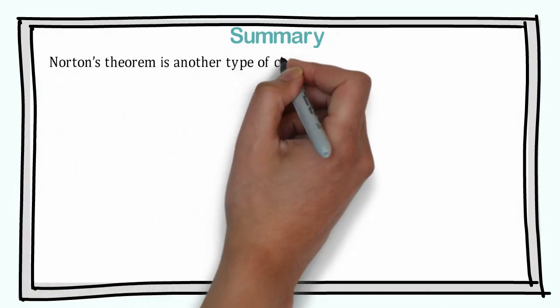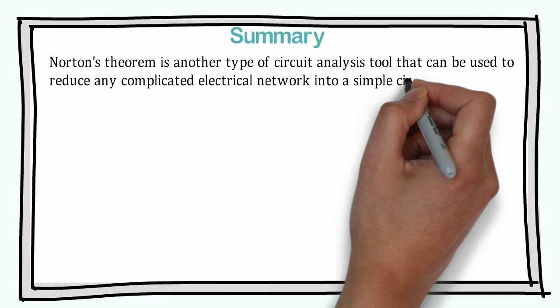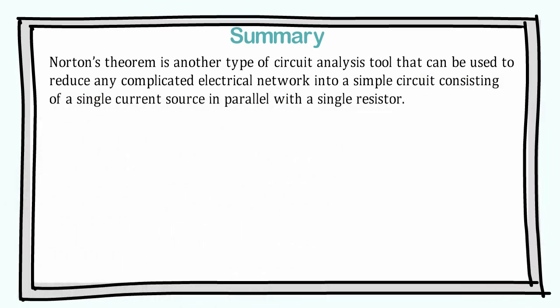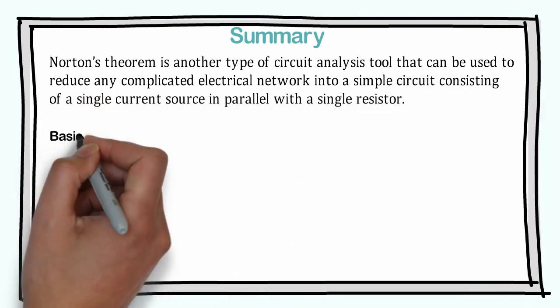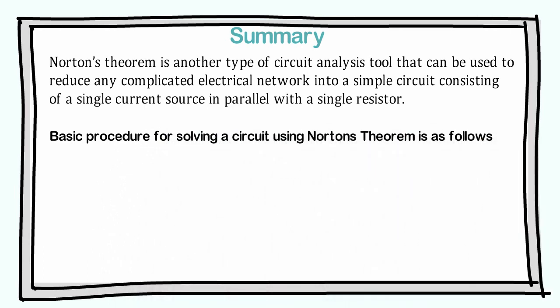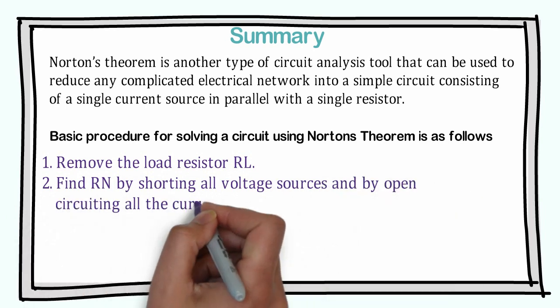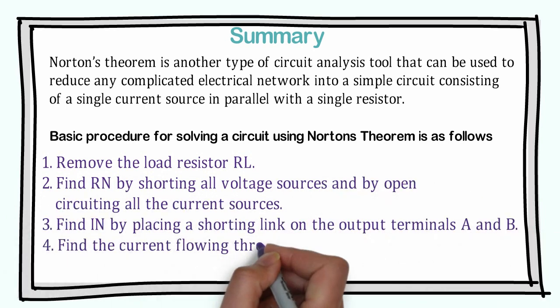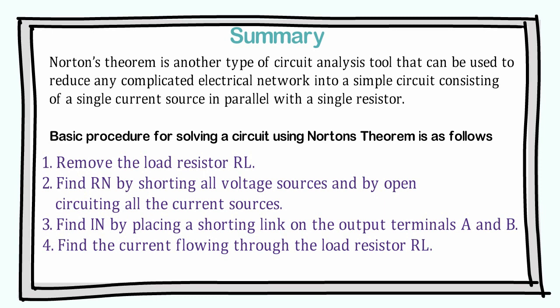After getting to know about Norton's theorem, it can be summarized as one of the circuit solving techniques by which we can find the current through the load resistance. Basically, in order to apply Norton's theorem, we should follow some steps. First step is to remove the load resistance. After that, find Rn by shorting the voltage source and opening the current source. Then after, find In using any circuit analysis technique. Finally, we will find the load current.